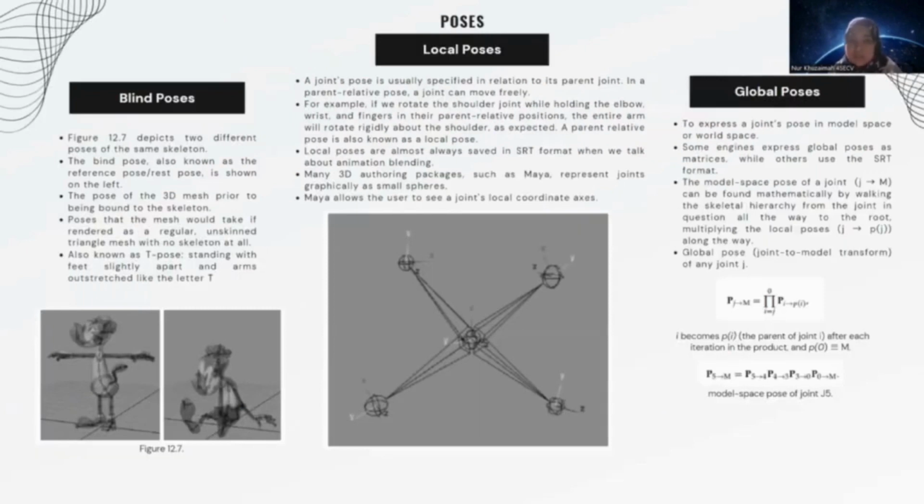In this game design, we have 3 poses, which are the bind pose, local pose, and global pose. So what is the bind pose? Bind pose has 2 different names, as you can see in figure 12.7. There is a T pose and the bind pose. Bind pose is also known as the reference pose or rest pose. Alright. So next is the local pose.